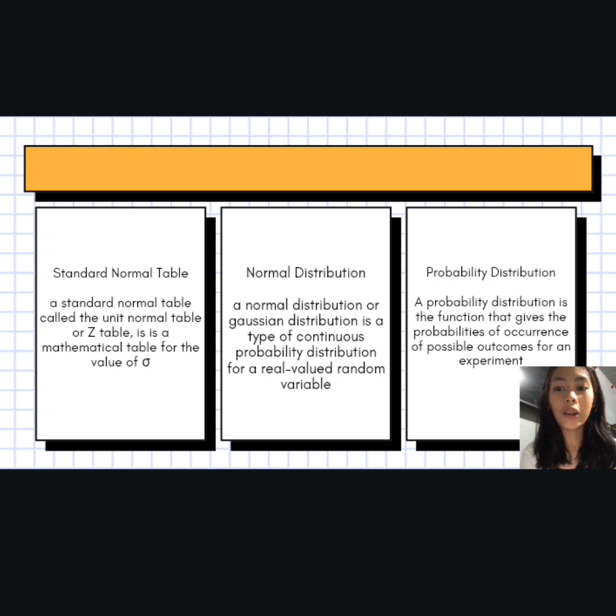Normal distribution. A normal distribution or Gaussian distribution is a type of continuous probability distribution for a real-valued random variable. Probability distribution. A probability distribution is a function that gives the probabilities of occurrence of possible outcomes for an experiment.